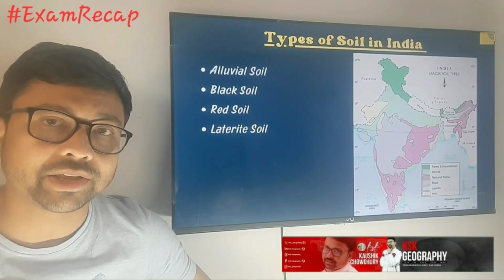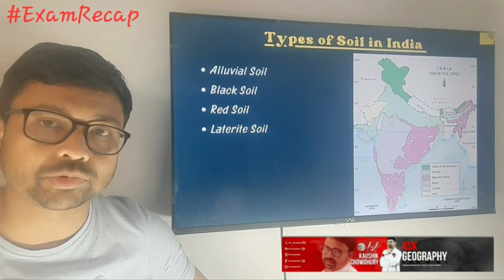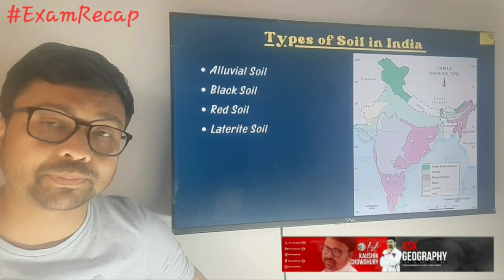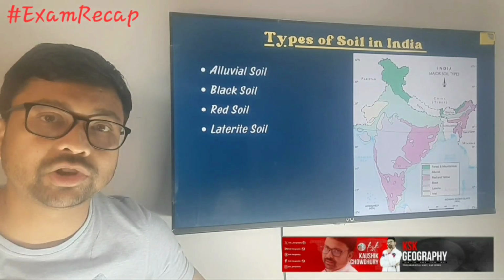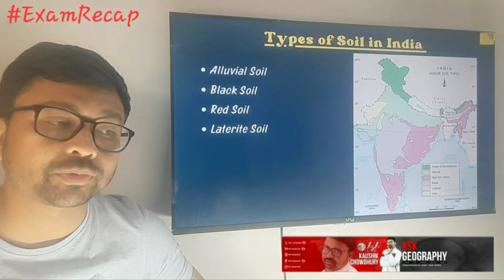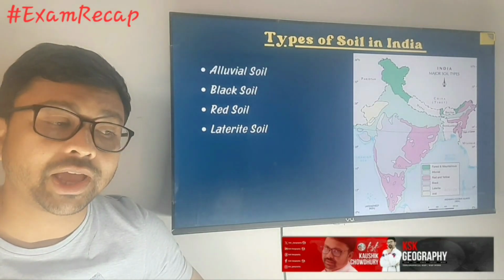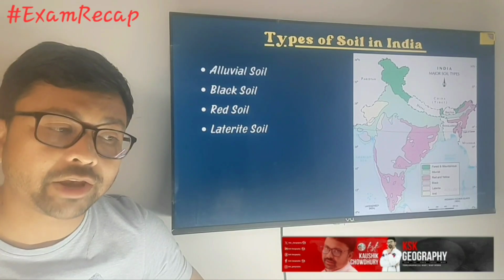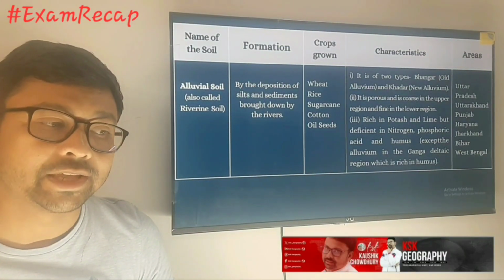Remember, according to ICAR, the Indian Council of Agricultural Research, they made different types of soil. In India you have different types of soil, but here in your ICSE syllabus, you need to know about the 4 types of soil only. What are those? Alluvial soil, black soil, red soil and laterite soil. And for those soils you need to make a tabular form, and gather all the information so you can answer those questions easily.